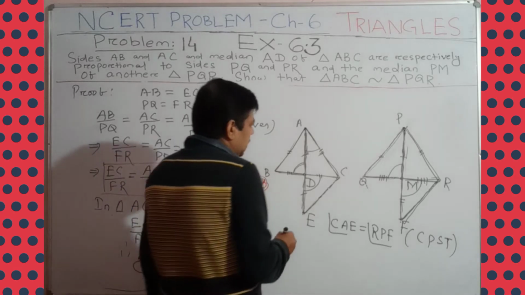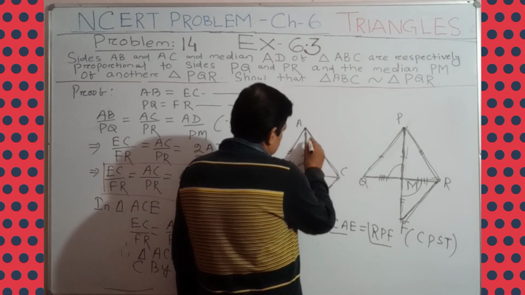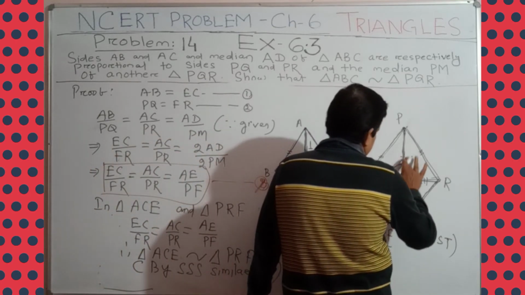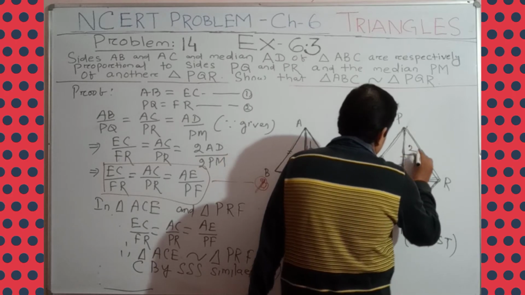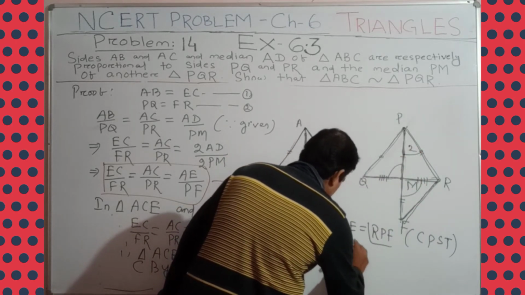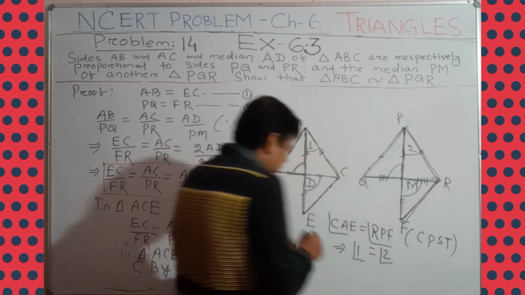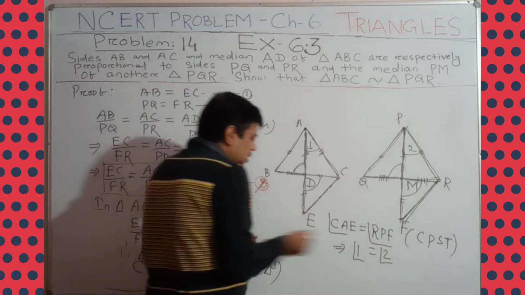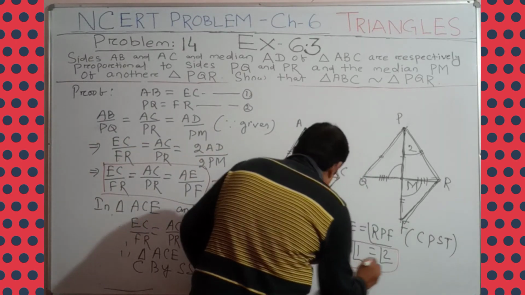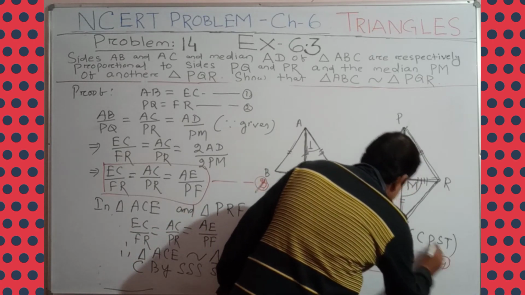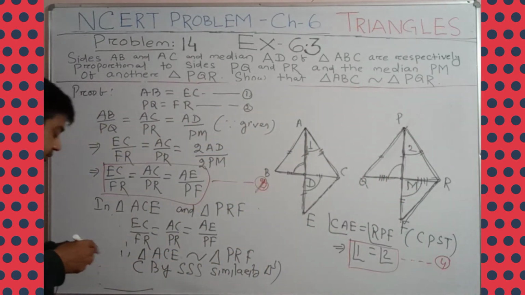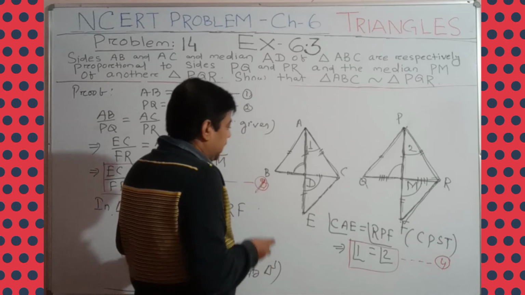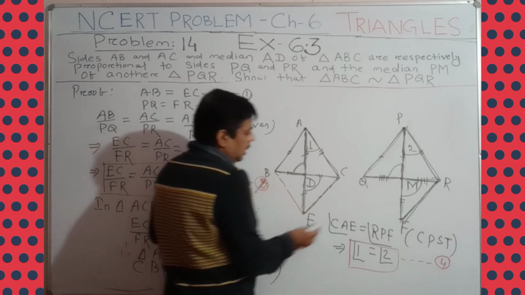Suppose I number the CAE angle as angle 1, and the RPF angle as angle 2. It implies that angle 1 is equal to angle 2. Yes or no? Understand? This is another important point you are getting: angle 1 is equal to angle 2. Is it clear? Similarly, by joining BE and QF.